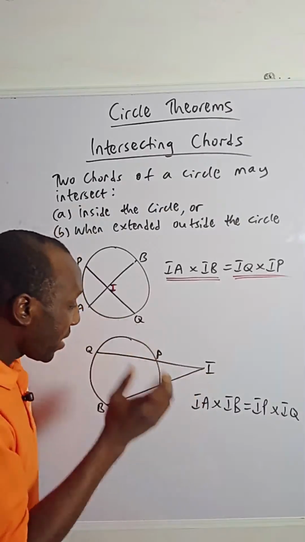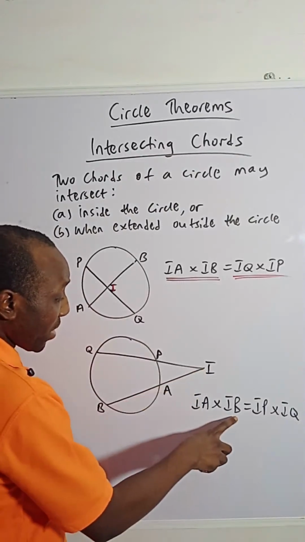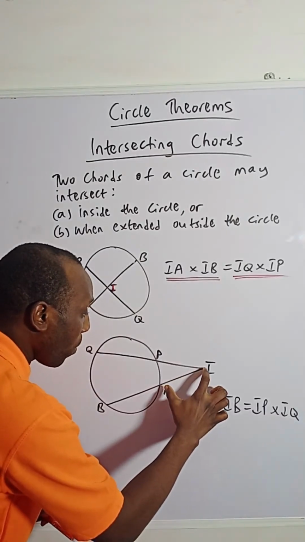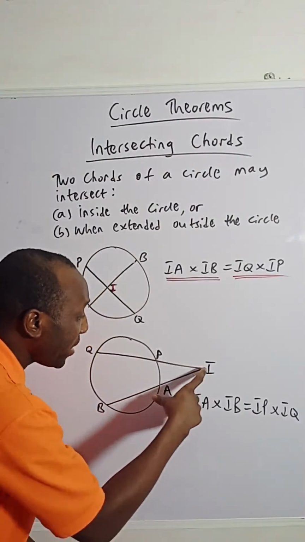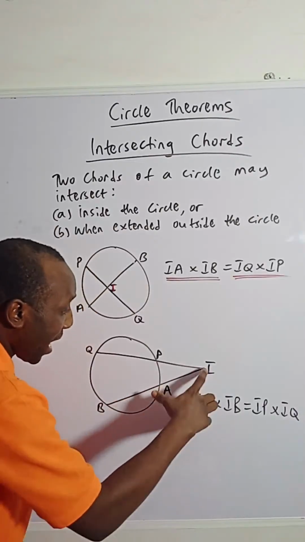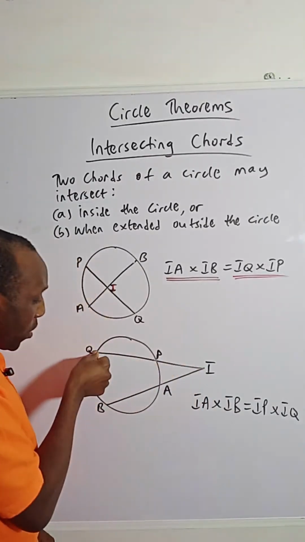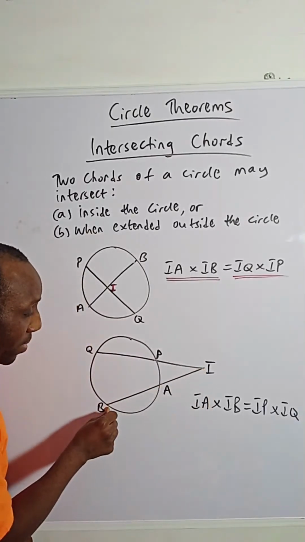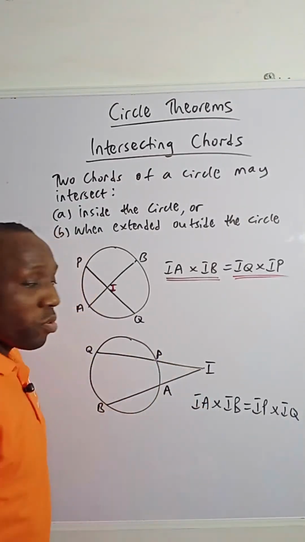If that's the case, you simply do IA times IB. You multiply from the point where they meet to the point where the chord touches the circle, and then the whole straight line. So you do IA times IB is equal to, you do the same thing here, IP times IQ. Let me say that again. IA times IB is equal to IP times IQ. This is the second one.